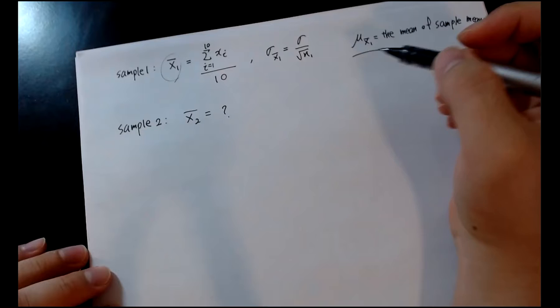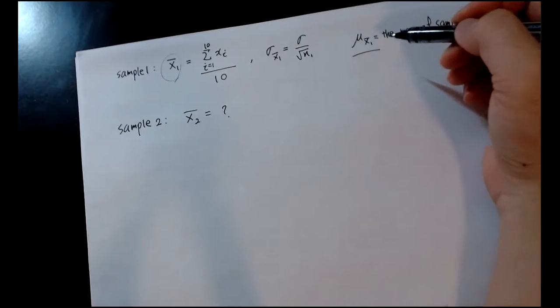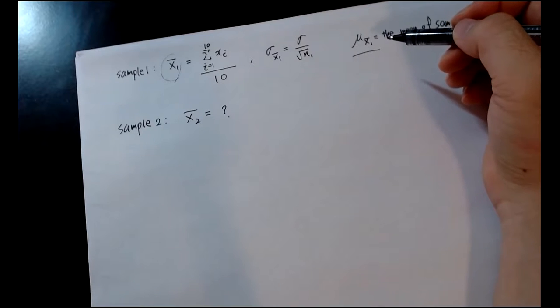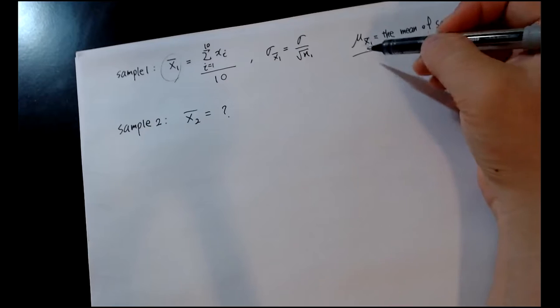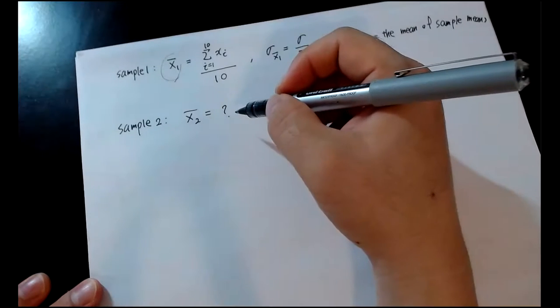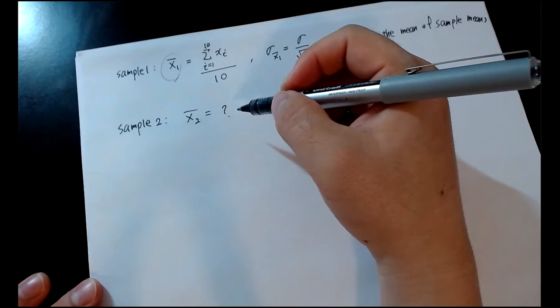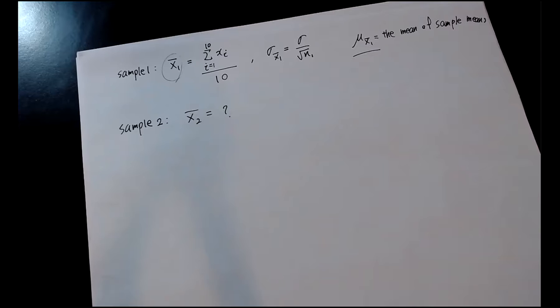Therefore mu x1 bar must be equal to mu, which is 40. Why? Because by CLT, the problem says the population is normally distributed, so regardless of the sample size, mu x1 bar must be equal to mu by CLT. Now for sample 2, we don't know x2 bar. But we want to find the probability that x2 bar is closer to the population mean, right?